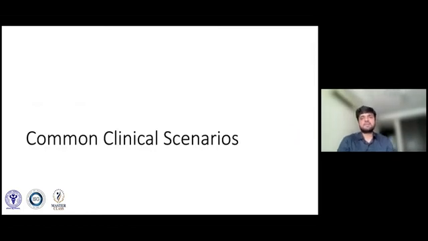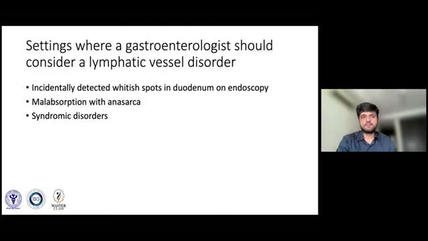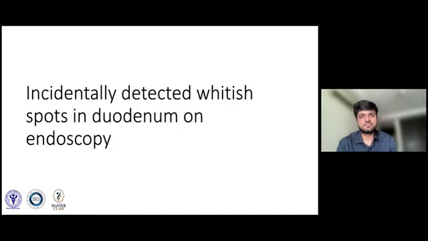So what are the common clinical scenarios where such disorders can present? There are three major scenarios where a gastroenterologist should strongly consider a lymphatic vascular disorder. The first is when you have, as we saw in the first patient, incidentally detected whitish spots in the duodenum on endoscopy. The second is a patient who has malabsorption with anasarca, in terms of pleural effusion, or the patient has ascites or bipedal edema with thickening of the skin. And finally, you have certain syndromic disorders. We'll touch a little bit in depth about all of this.